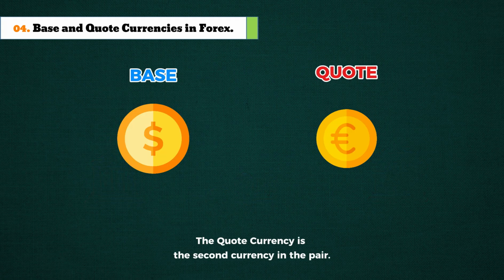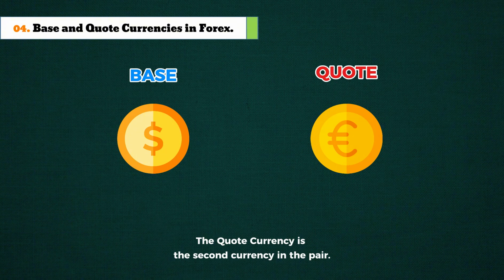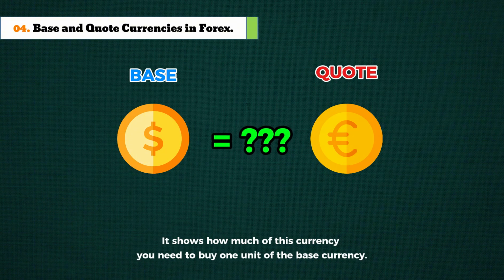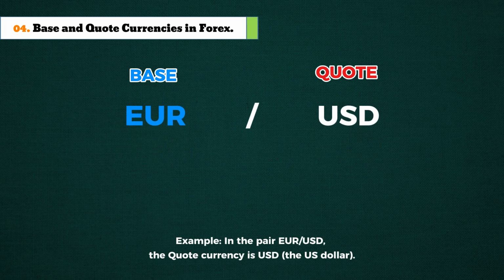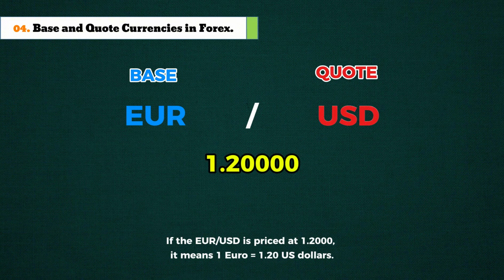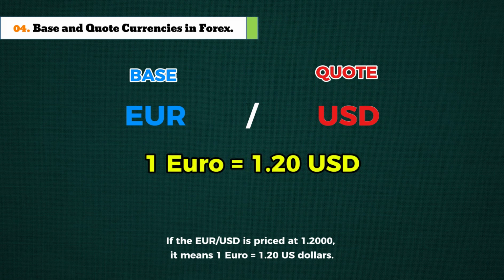The quote currency is the second currency in the pair. It shows how much of this currency you need to buy 1 unit of the base currency. Example, in the pair the euro and US dollar, the quote currency is the US dollar. If the euro and US dollar is priced at 1.2000, it means 1 euro equals 1.20 US dollars.